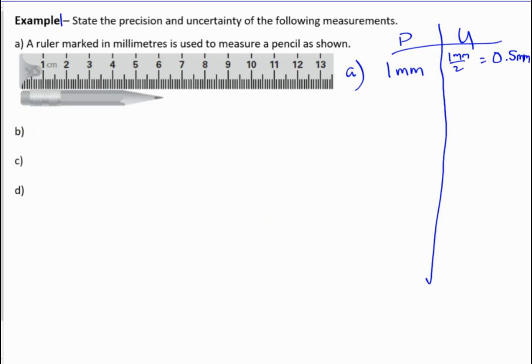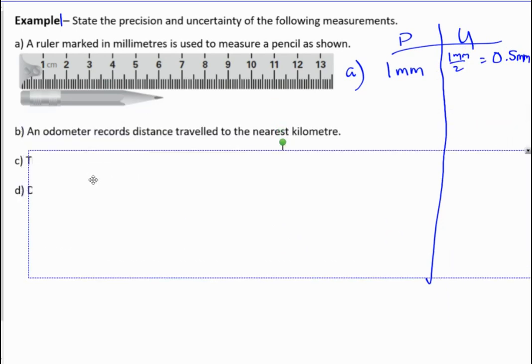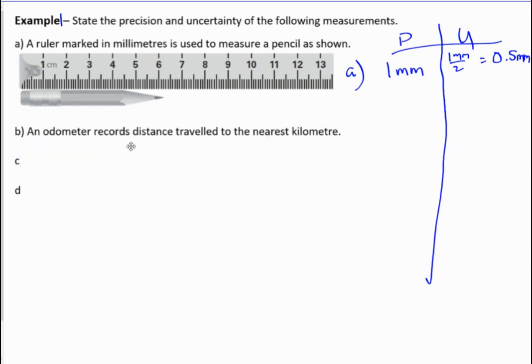In example B, we have an odometer. It records distance traveled to the nearest kilometer. So the nearest kilometer is my smallest unit of measurement. So 1 kilometer measures distance. Now my uncertainty is going to be half of that. So half of a kilometer.